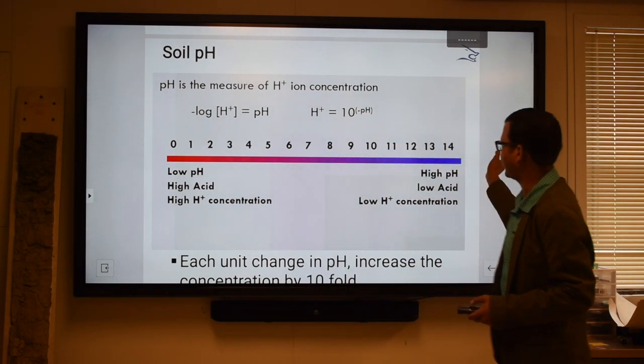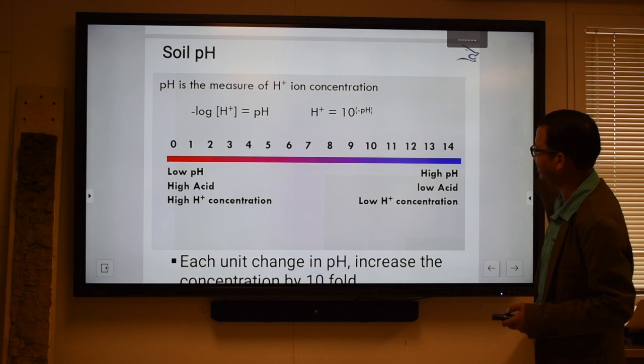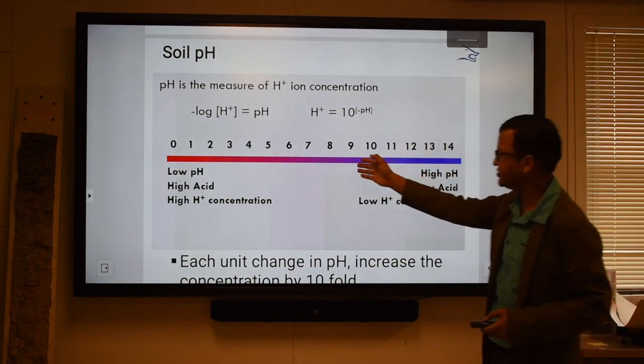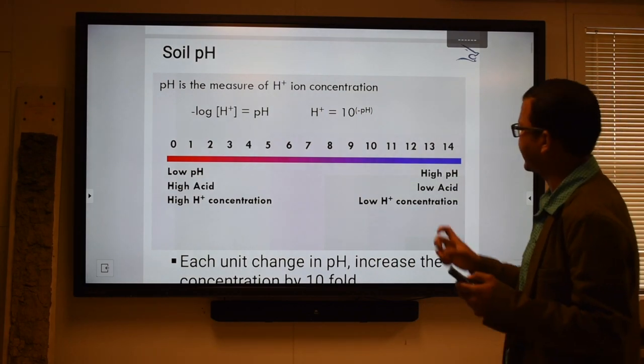If it goes in the other direction, it's a similar concept again. Each unit change in pH changes the concentration by tenfold. So if you are going that direction, it's decreasing, and if you're going this direction, it's increasing by tenfold. So that's a little bit on the concept of soil pH.